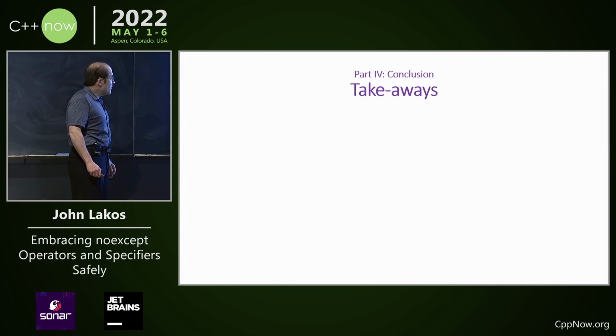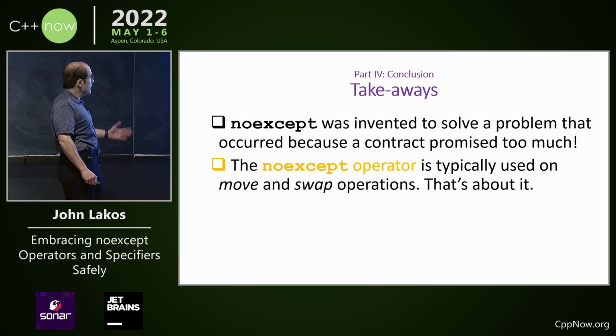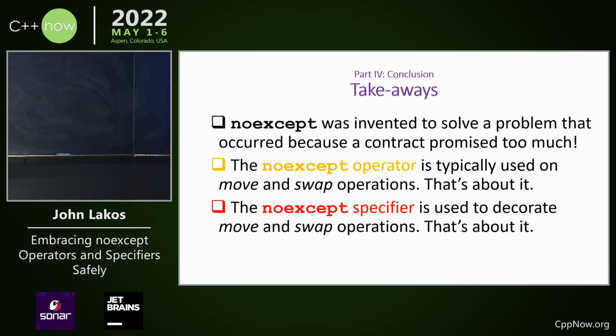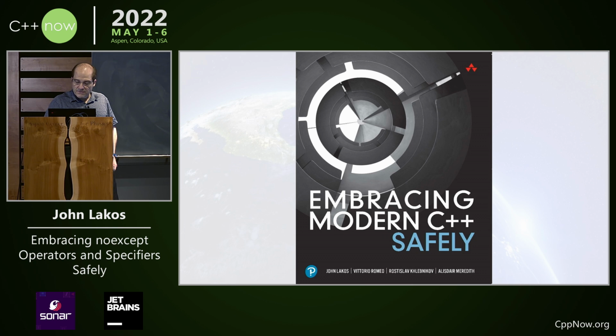Okay. Part 4. Takeaways. So noexcept was invented to solve a problem that occurred because a contract promised too much. The noexcept operator is typically used on move and swap operations. That's about it. And what happened here? You're at the end of your slides. Did it just die? I guess I just ran out of power. That's good timing. That's wild. The noexcept specifier is used to decorate move and swap operations, and that's about it. And it's effective for algorithmic optimizations. Anyway, yes? What is the contract that you mean that promised too much and led to noexcept?